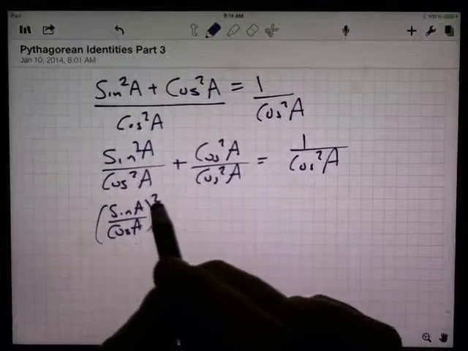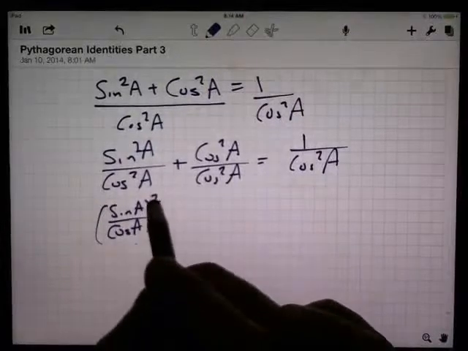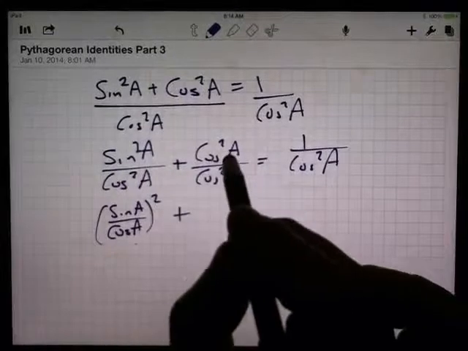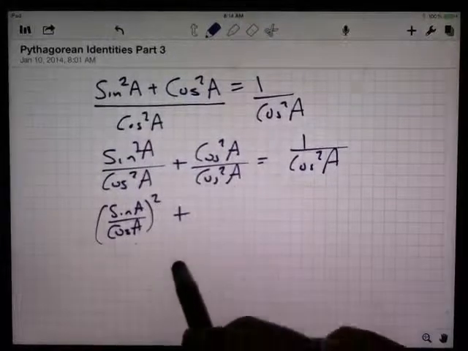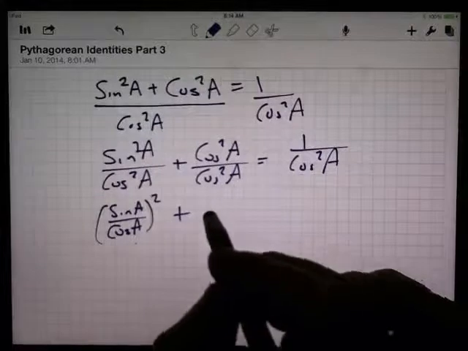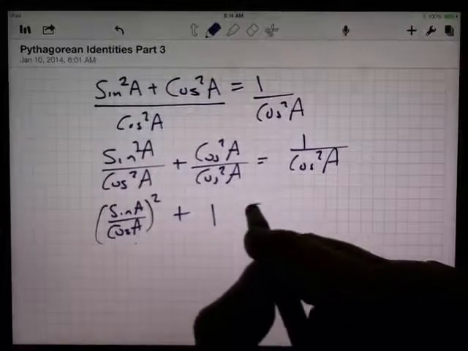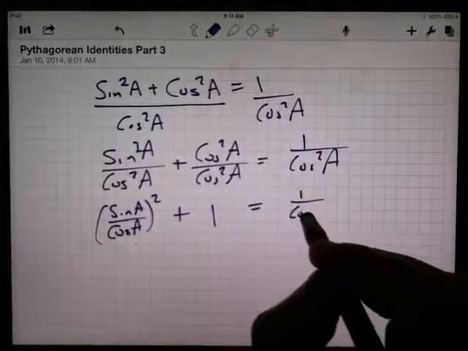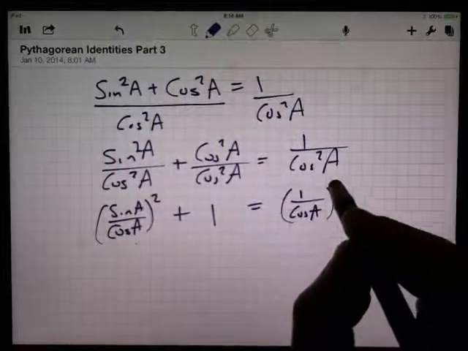I mean, how do you square a fraction? You square the numerator, you square the denominator. So we end up with that. Here, I've got the same number, top and bottom. Cosine squared a divided by cosine squared a. Well, goodness, that's equal to 1. And then likewise here, I'm going to rewrite this as 1 over the cosine of a, that whole fraction squared.